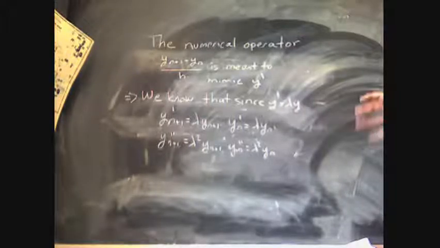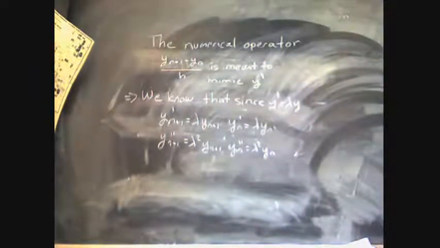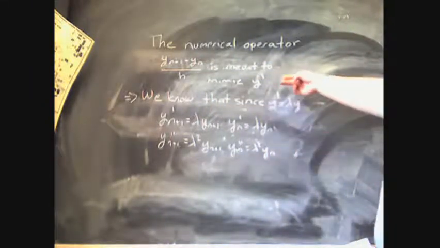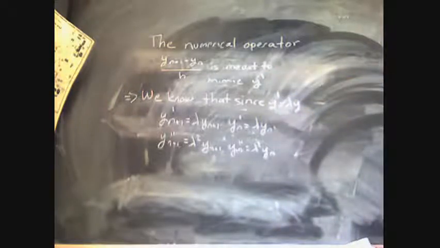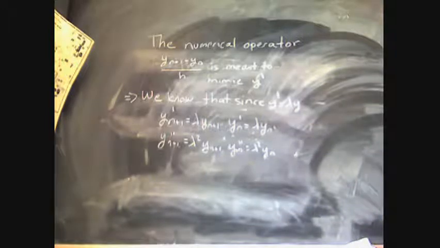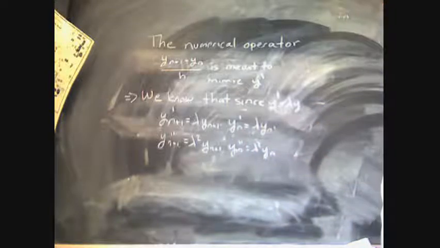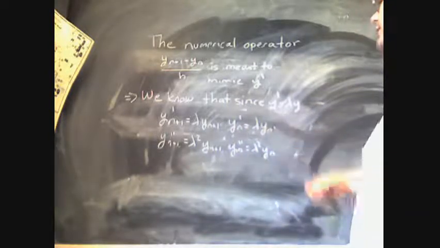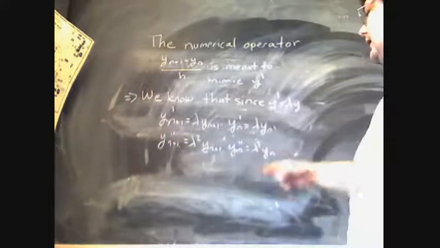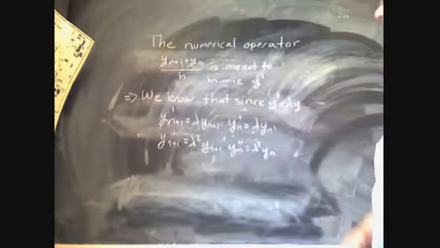But basically, in order to determine the order of our operator, we need to compare this ratio, yn plus 1 minus yn over our step size h. So obviously that's meant to mimic our derivative y prime. Since we know that our derivative is just lambda times our function y, we can substitute that into our derivatives here. So, for example, yn prime is just lambda times yn, and yn double prime is lambda squared times yn, since we're basically taking the derivative of this part again.